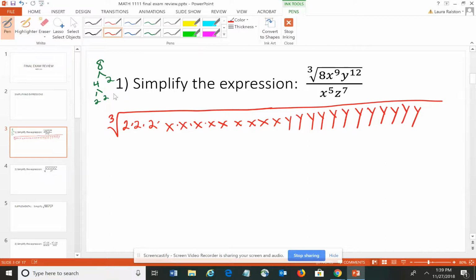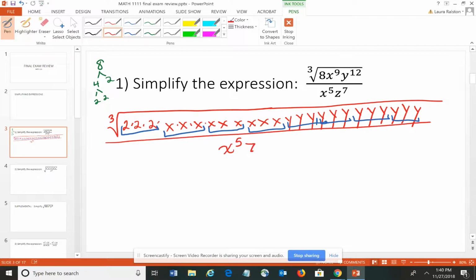Okay, and then since it's a cube root, remember we're looking for groups of 3. So I have a set of 3 2's. I have one set of x's, a second set, and a third set. And I have one set of y's, 2 sets of y's, 3 sets, 4 sets of y's. Now remember, I still have that denominator there. I forgot to write it, but the denominator is still there. I still have x to the 5th, z to the 7th in the denominator.